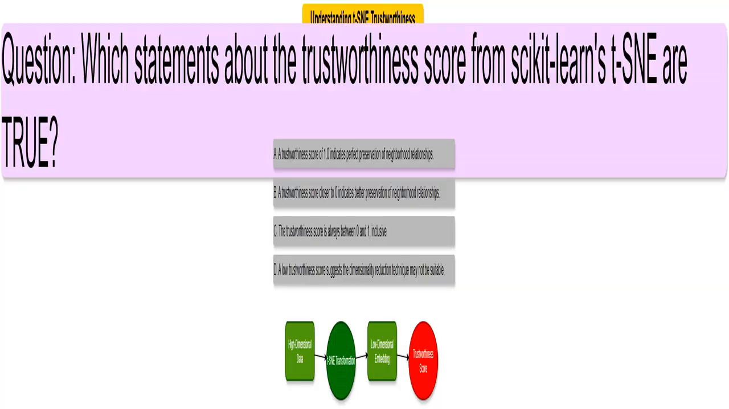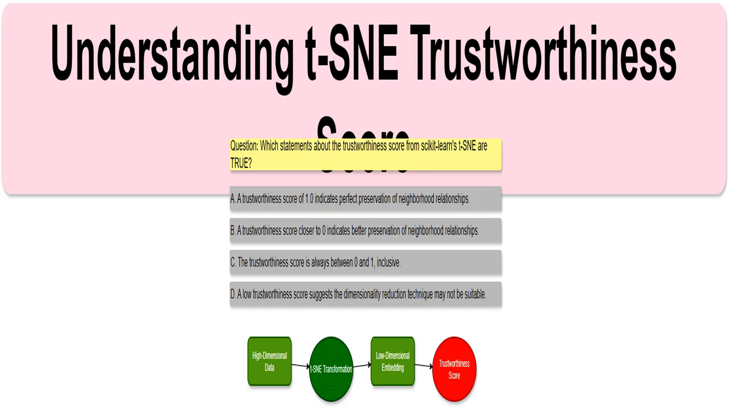This question tests your understanding of the trustworthiness score, a metric used to evaluate how well a dimensionality reduction technique like t-SNE preserves the relationships between data points when transforming high-dimensional data to low-dimensional space. I'll guide you through analyzing each statement. The trustworthiness score measures how well the neighborhood relationships in the original, high-dimensional data are maintained after applying t-SNE. A higher score means the data points that were close together in high-dimensional space are still relatively close together in the lower-dimensional visualization. It's a key indicator of how effective t-SNE is at preserving the structure of your data.